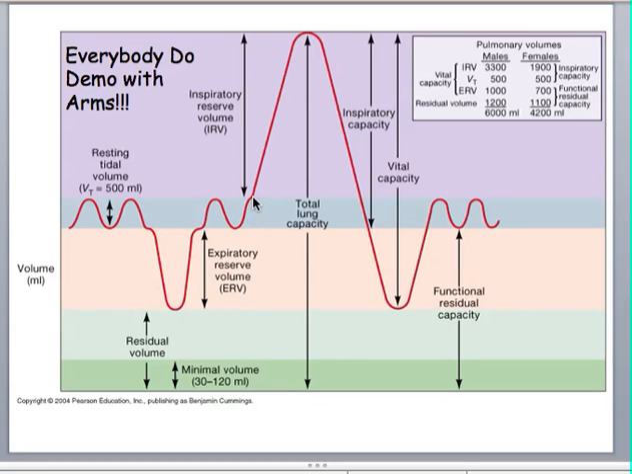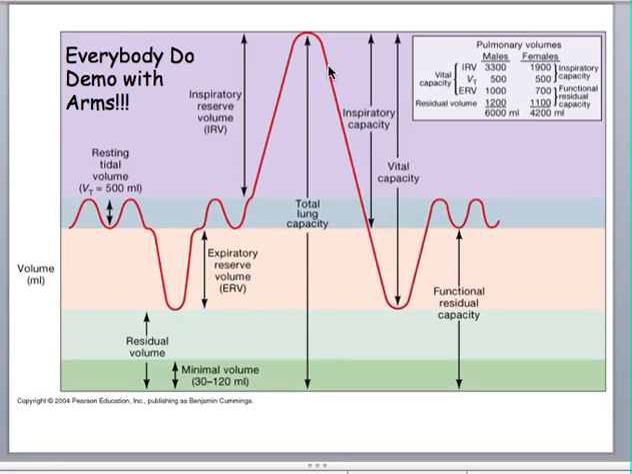And then if you were to take a deep breath at the top of your tidal volume and breathe in all the air you possibly can hold, this volume here, from your maximum of your tidal volume to the very maximum that you can possibly hold, that's called your inspiratory reserve volume. So these are different volumes that you can actually measure.